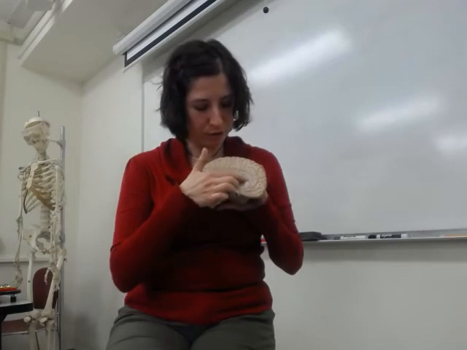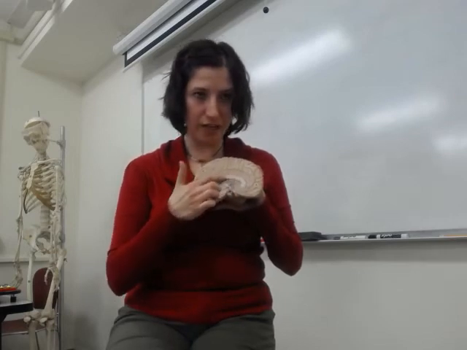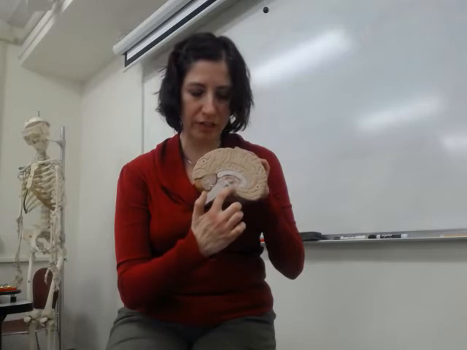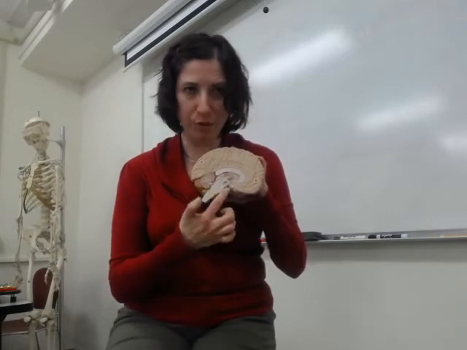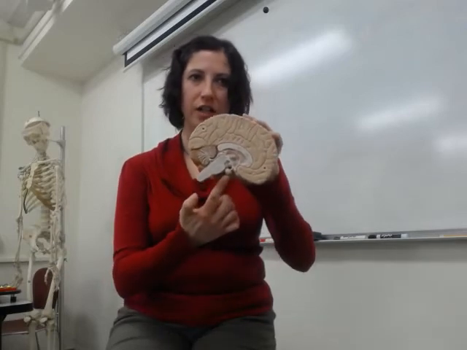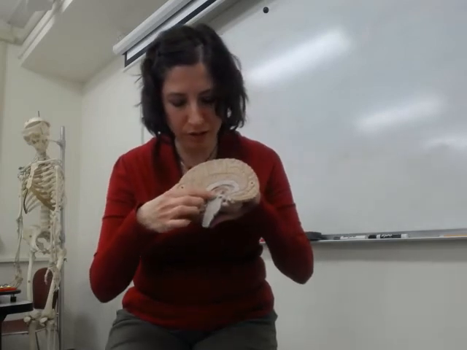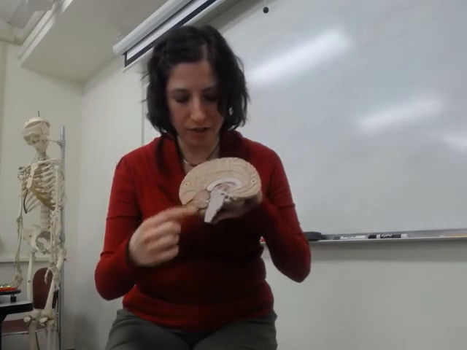The corpus callosum wraps around the diencephalon. Within the diencephalon we have our thalamus, the majority, and our hypothalamus, the smaller portion over here. And right below the hypothalamus sits our pituitary gland. For our brain stem, we have our midbrain, our pons, and our medulla oblongata.